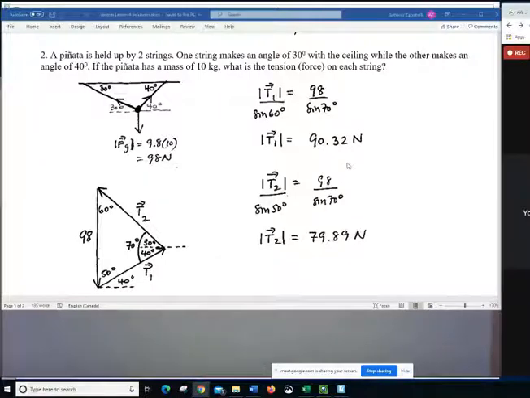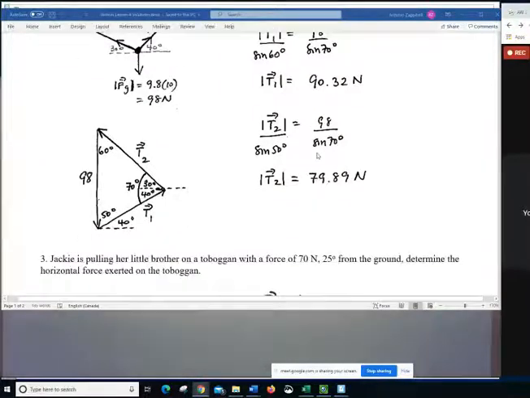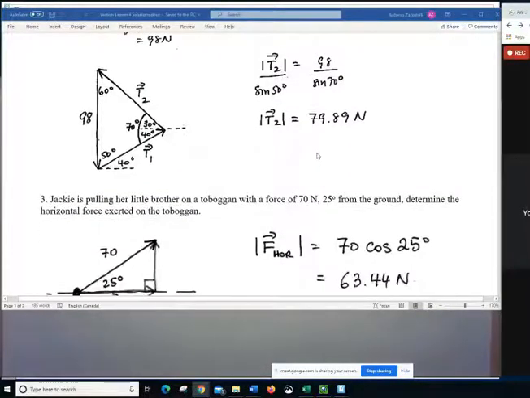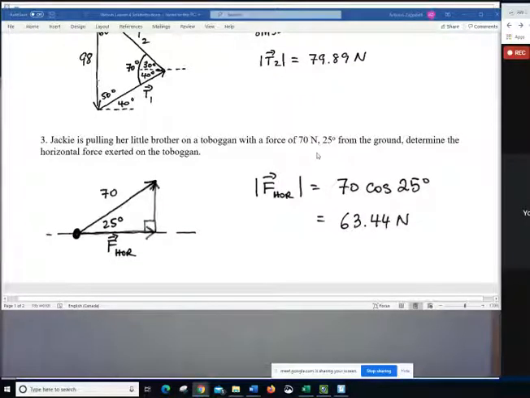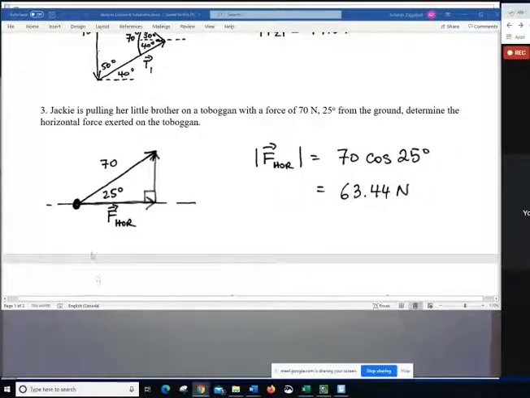So I think the next one is relatively straightforward. We'll just take a look at it here because I'm looking at the time. I have to speed up a little bit. So I drew my diagram. I've got my force that's being applied at 25 degrees from the ground. So we assume again that the ground is horizontal. They don't particularly tell us, but we'll assume that's the case. And so what I'm looking for is to determine the horizontal force exerted on the toboggan, because it's this part of the force that's going to actually move the toboggan along the ground.